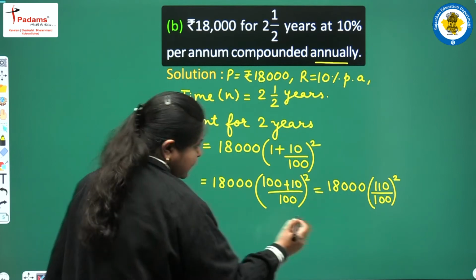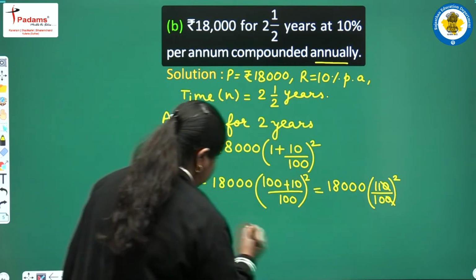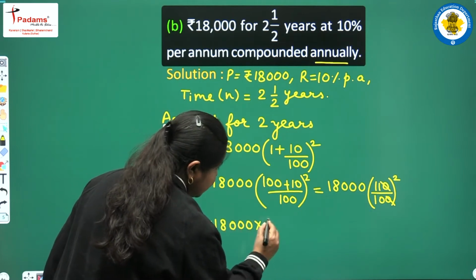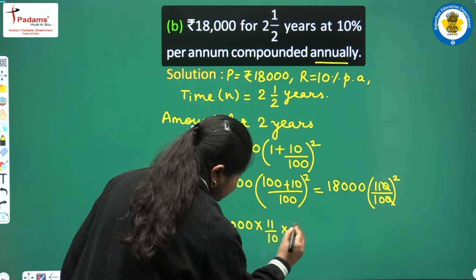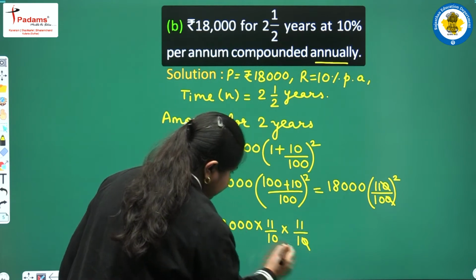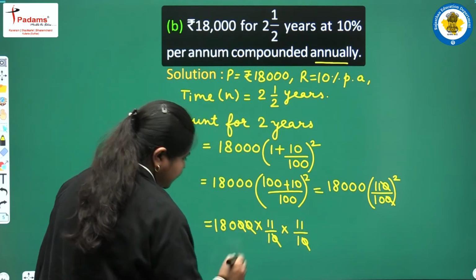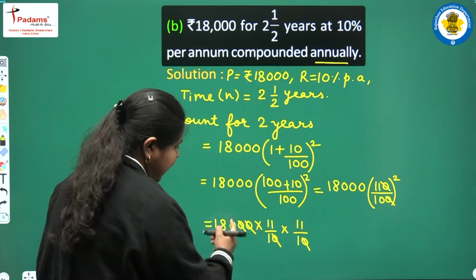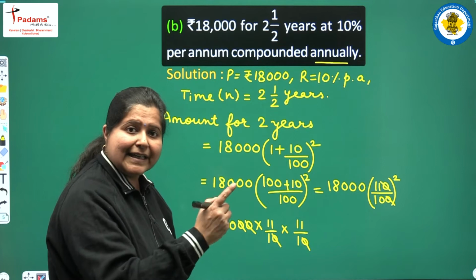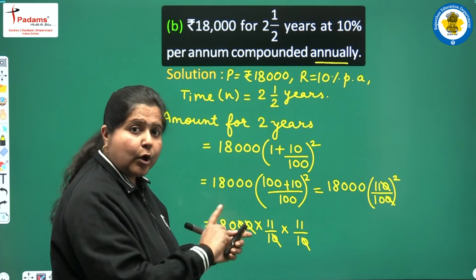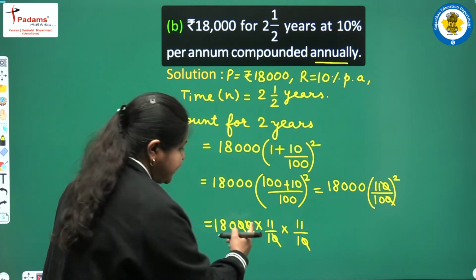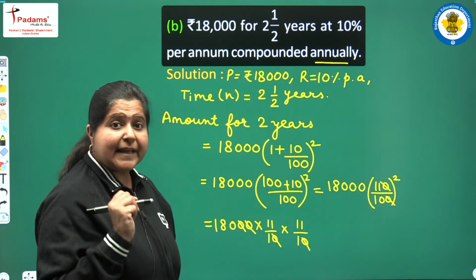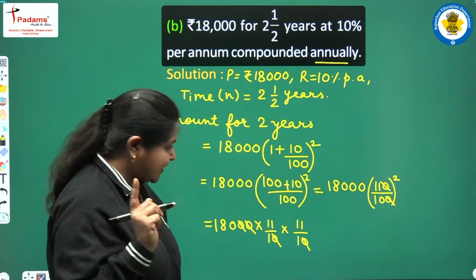Next we can cancel the zeros here. This will be equal to 18,000 into 11 by 10 into 11 by 10. Cancel this 0, cancel this 0. Every time whenever there is a multiply sign in between, we can cancel these zeros in the numerator and the denominator. We can cancel only top and bottom when there is a multiply sign in between. If there is a plus or minus in between, we cannot cancel, keep this in mind.